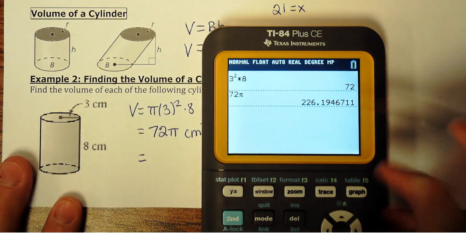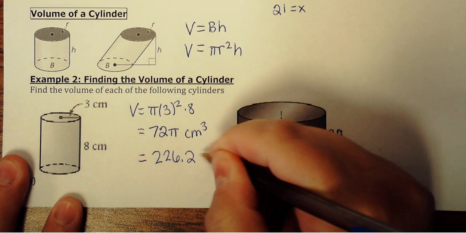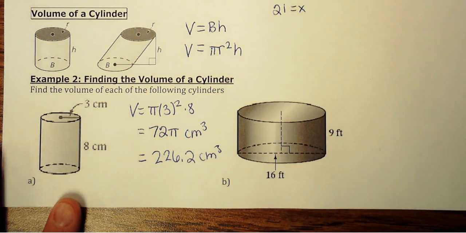That 9 is going to round that 1 up. So just so you guys can see both ways to do that. Still centimeters cubed. Same problem.